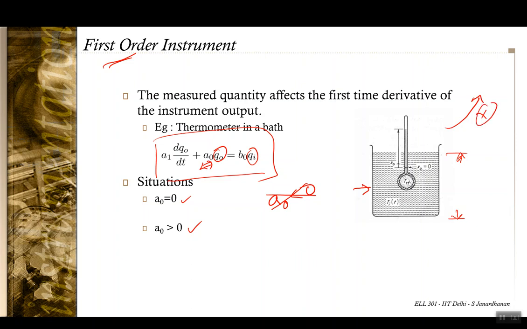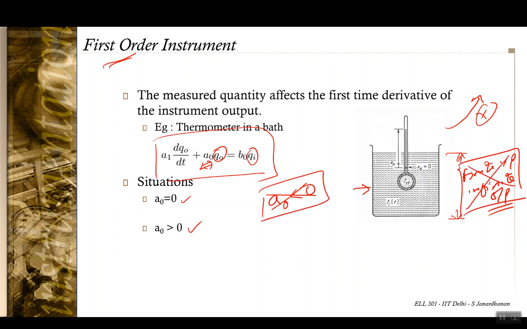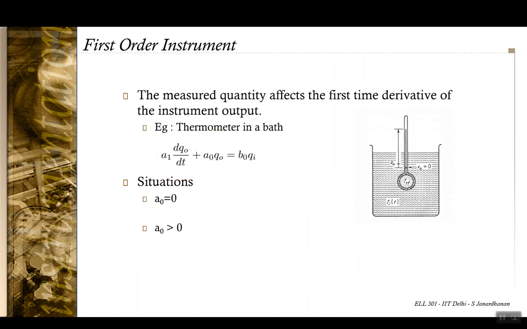Which would mean that from a finite input, infinite output is being generated. This is an impractical scenario that doesn't happen. So this A0 less than 0 situation is not being considered at all. Only two situations, A0 equal to 0 and A0 greater than 0, are being considered. Okay, so let's look at these two situations.